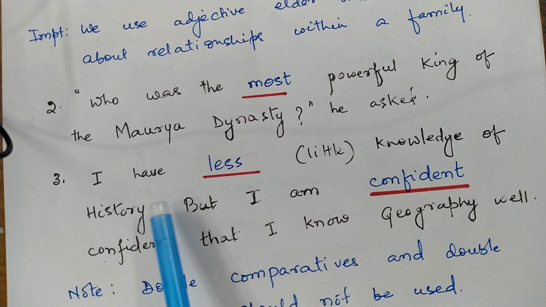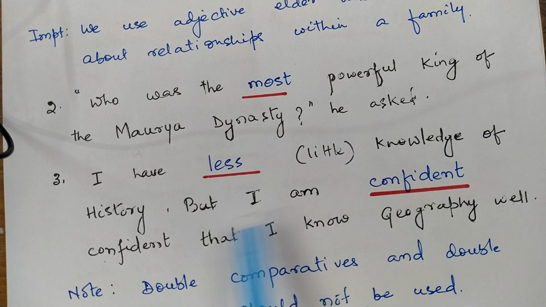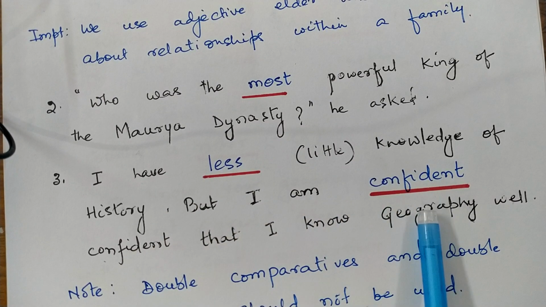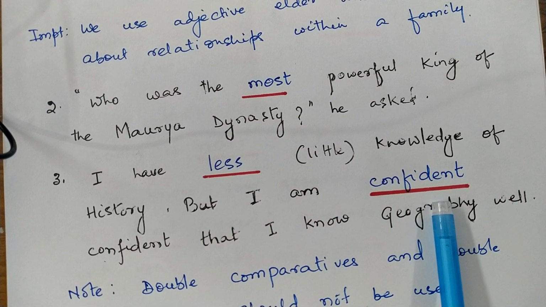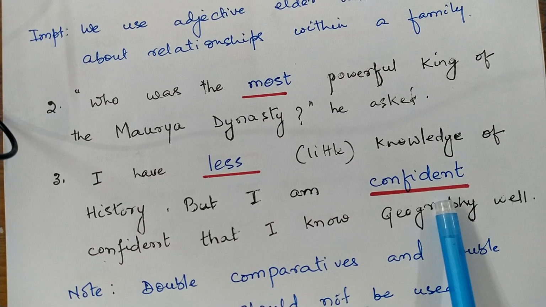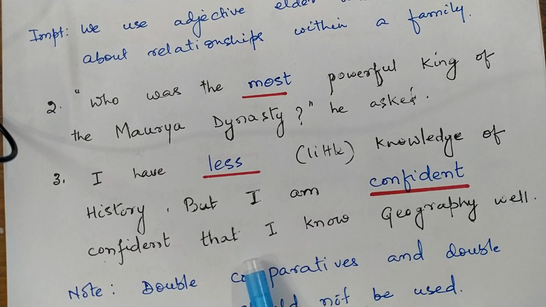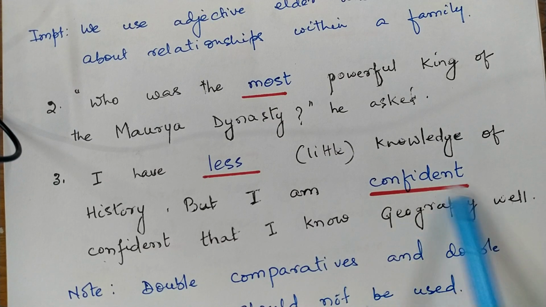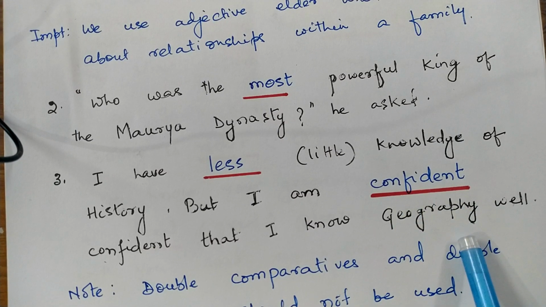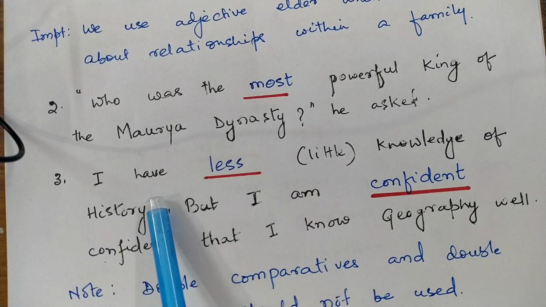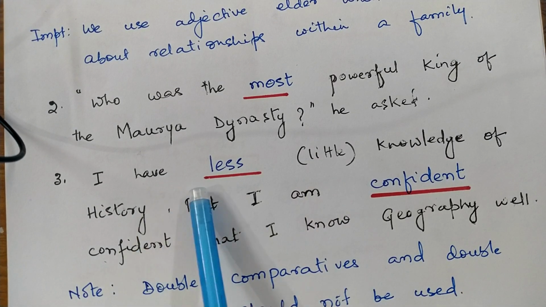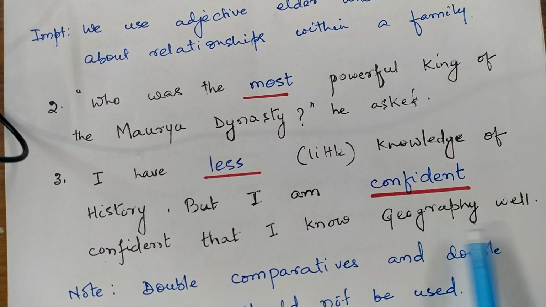Number 3. I have dash little knowledge of history, but I am dash confident that I know geography well. Now over here, I have less knowledge of history, but I am confident. Now confident itself is in its positive degree of adjective. It does not require any comparative or superlative, because we are talking only about the subject geography here. We are not comparing it with history. The person is saying I have less knowledge of history, but I am confident that I know geography well.